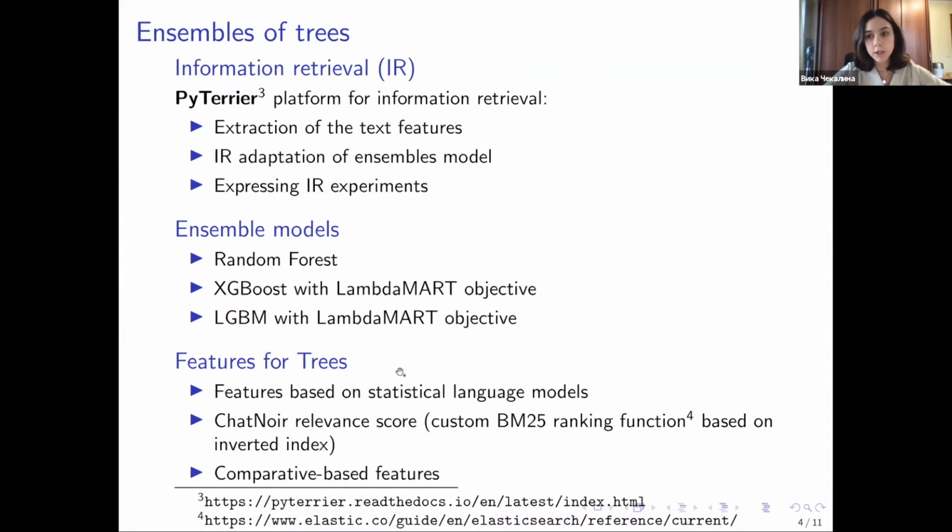And we use three sets of features to feed these ensemble methods. The first set is features based on statistical language models. The second, a single feature, is the Chatnoir relevance score. The Chatnoir relevance score is a score which is retrieved with the documents by Chatnoir, and it is computed based on a custom BM25 ranking function based on an inverted index. And the last set of features is comparative-based features.